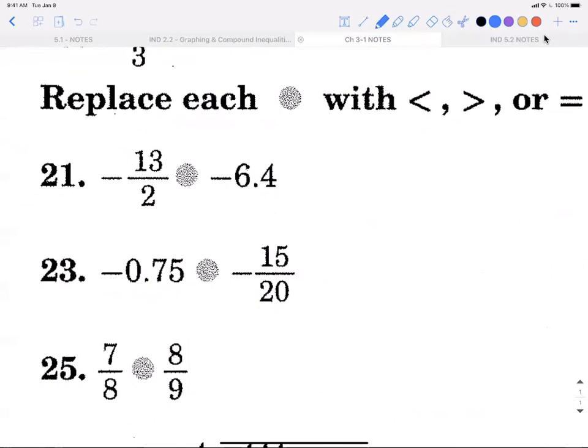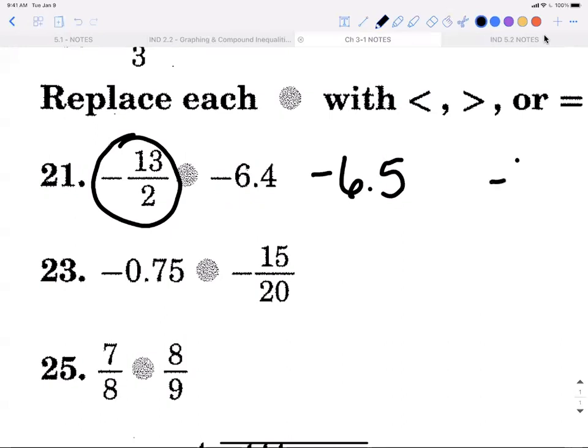I'll give you a minute to get it written down. Notice I'm not going to try to compare them until I get them both in a decimal. So in my calculator, I'm going to put 13 divided by 2. And it's negative, so my answer is going to stay negative, and it's negative 6.5. That's what I get when I convert that to a decimal. Then I'm going to leave a space, and I'm going to put negative 6.4.